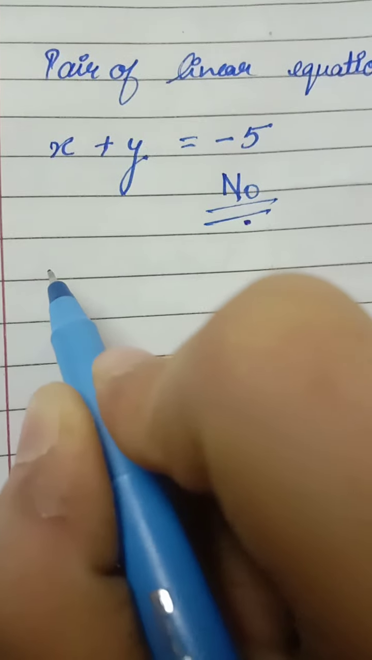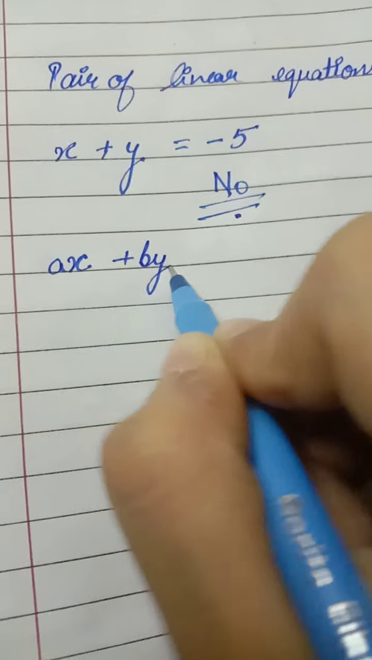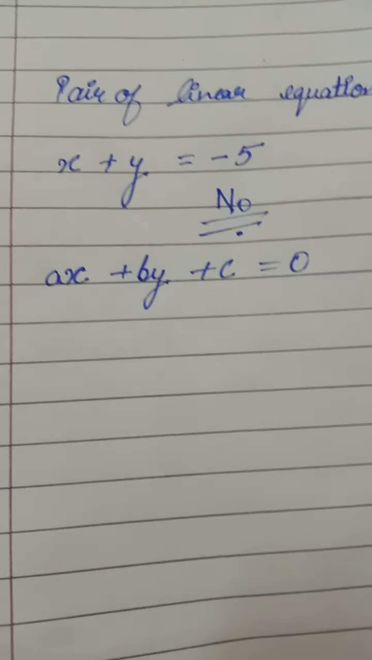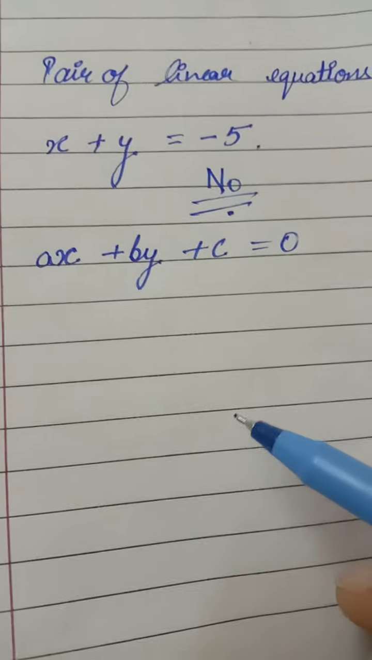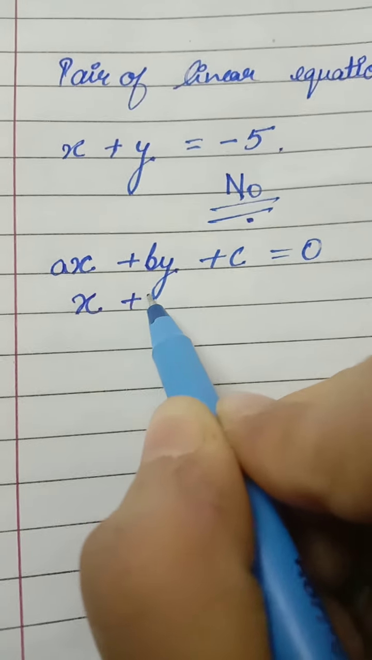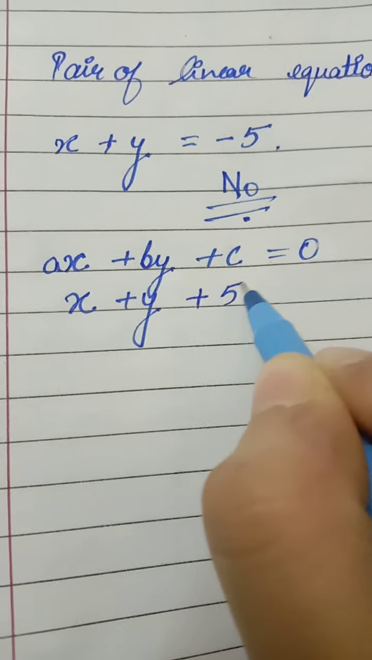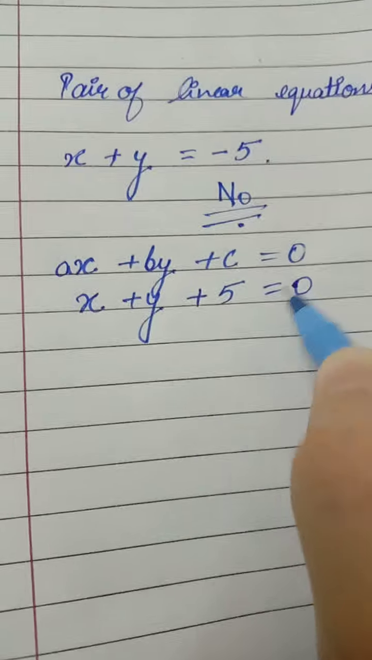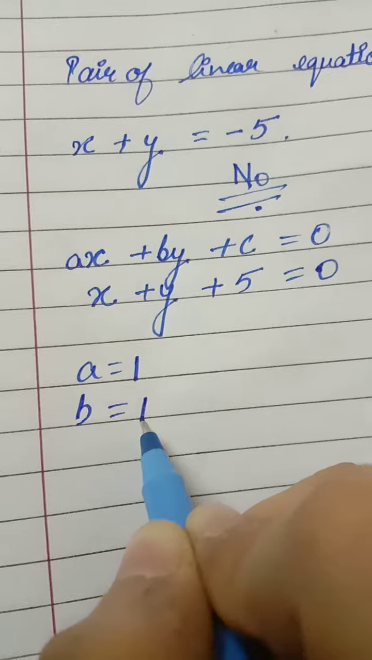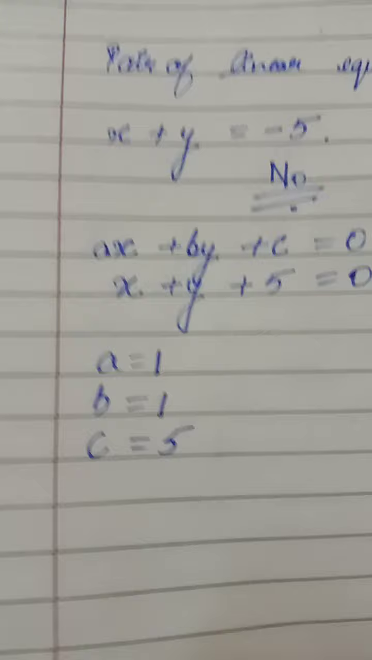So, the standard form of a linear equation is ax plus by plus c is equal to 0. If we write this situation in its standard form, what will we get? x plus y plus 5 is equal to 0, since we have 1x and 1y. Here we all know a is equal to 1, b is equal to again 1, c is equal to 5, right?